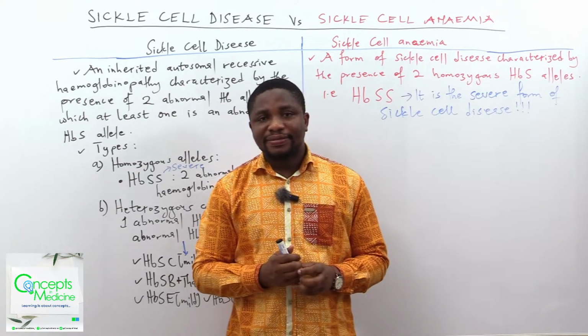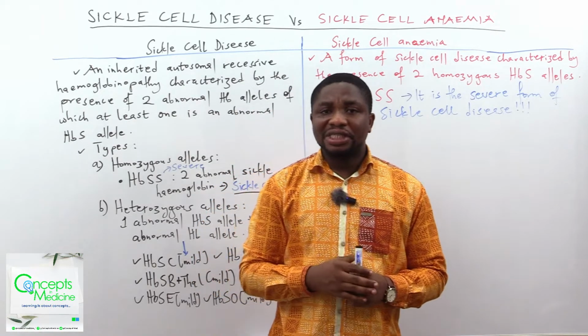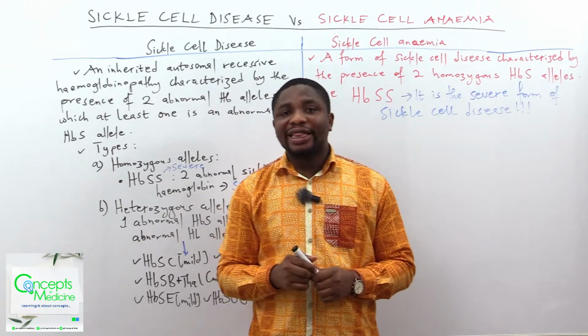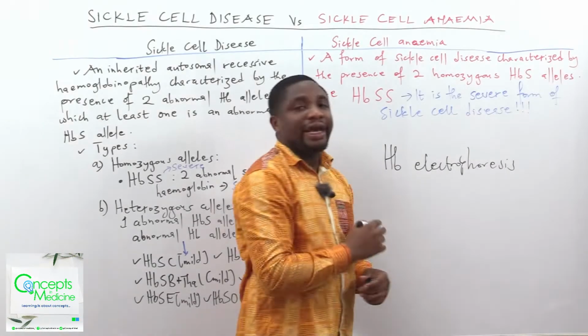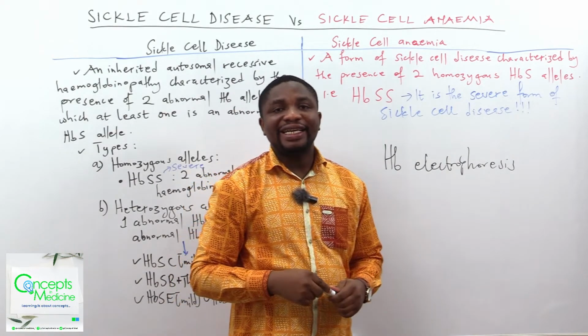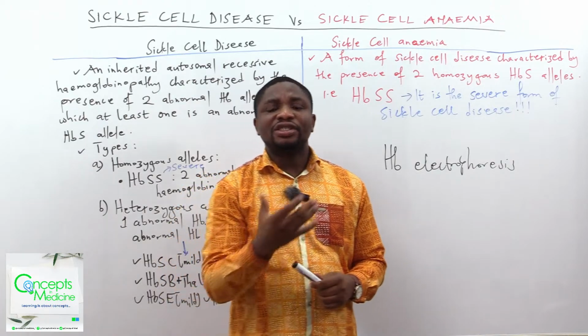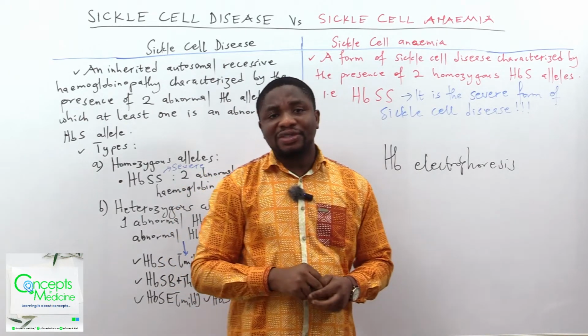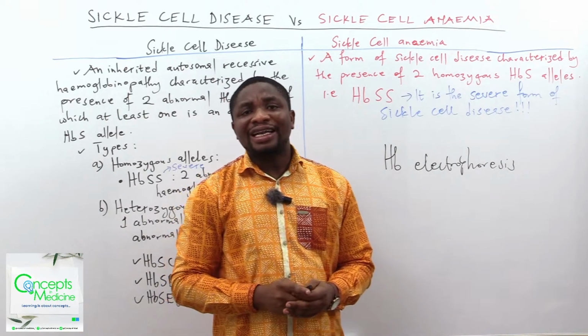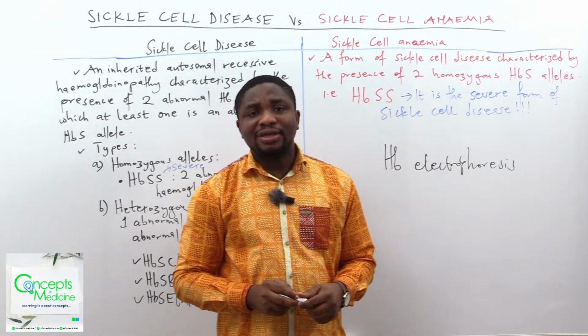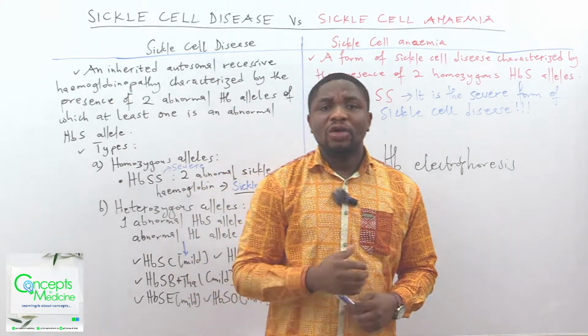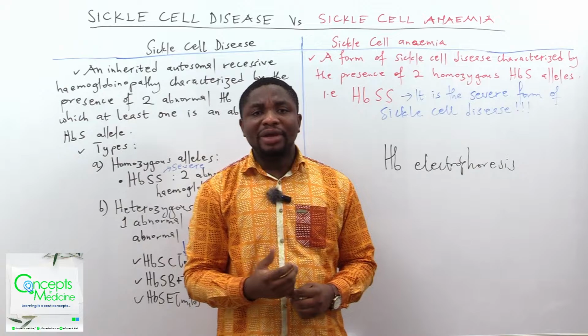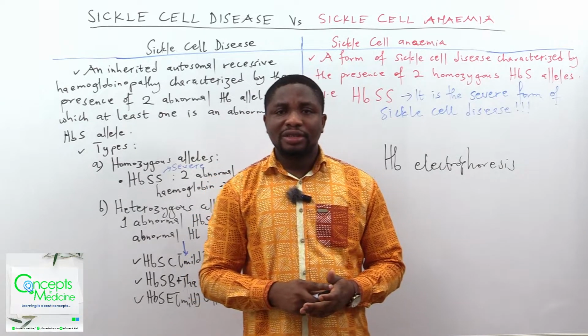To add to that, sickle cell disease can be diagnosed using a test we call HB electrophoresis, and this test is usually advised to be done after the age of 6 months because it is at that age that the majority of the fetal hemoglobin will diminish, giving dominance to the adult hemoglobin.